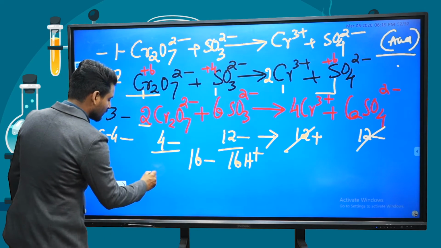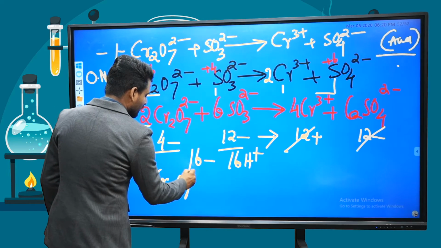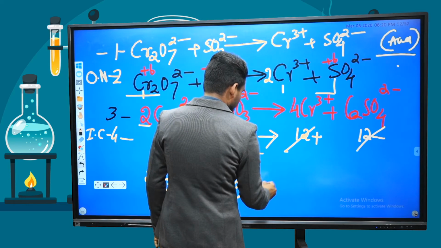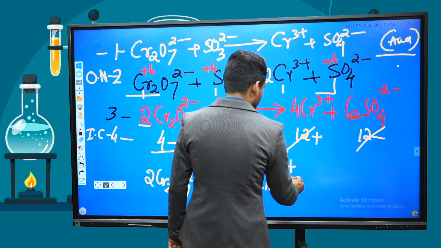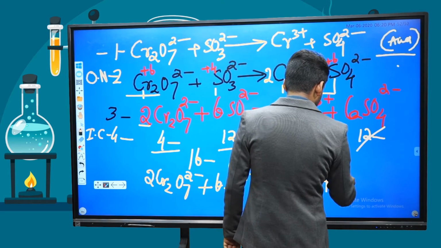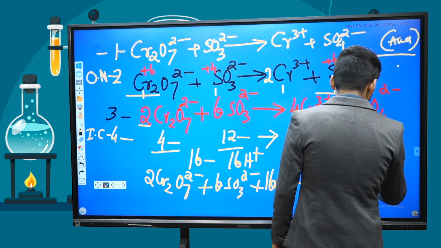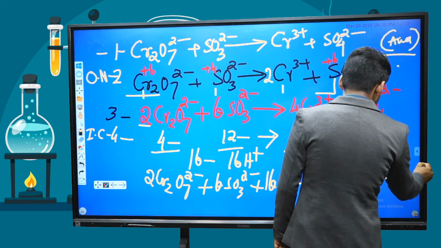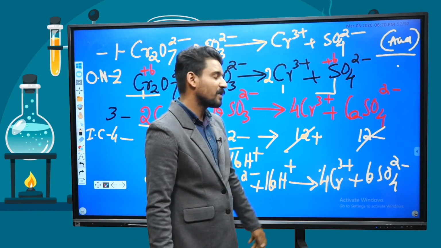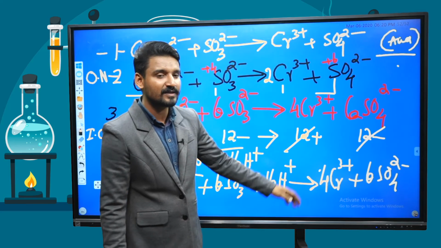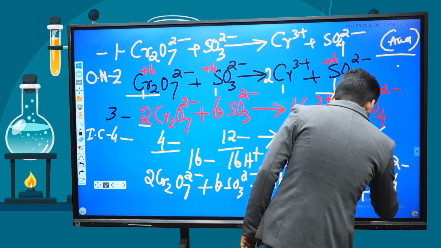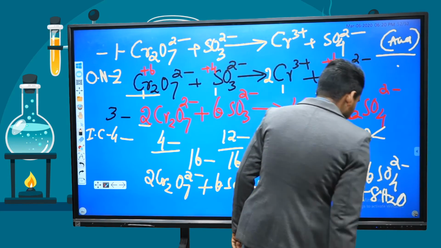So we get the equation 2 Cr2O7 2- plus 6 SO3 2- plus 16 H plus gives 4 Cr3 plus 6 SO4 2-. And the final step, to balance this 16 H plus, you can add water to the right side. How many water? For balancing 16 H plus, you can add 8 water at the right side. So this is the balanced equation.